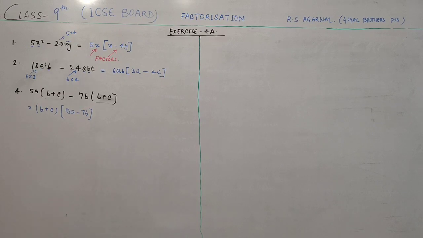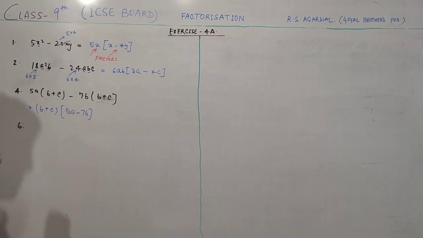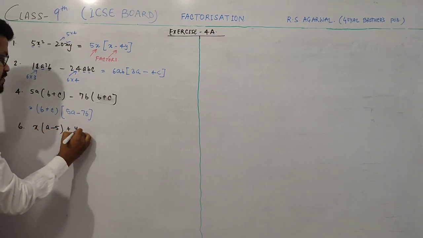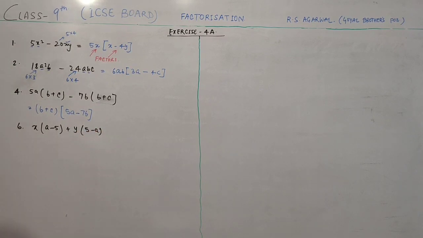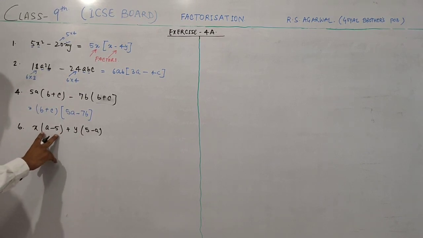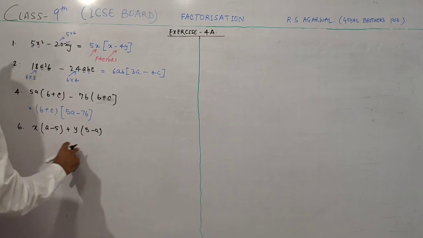Now question number 5 is the same. Question number 6: x(a minus 5) plus y(5 minus a). Here x, here it is y, so I will not take anything common. Now in the second part, here it is a minus 5, here it is 5 minus a.